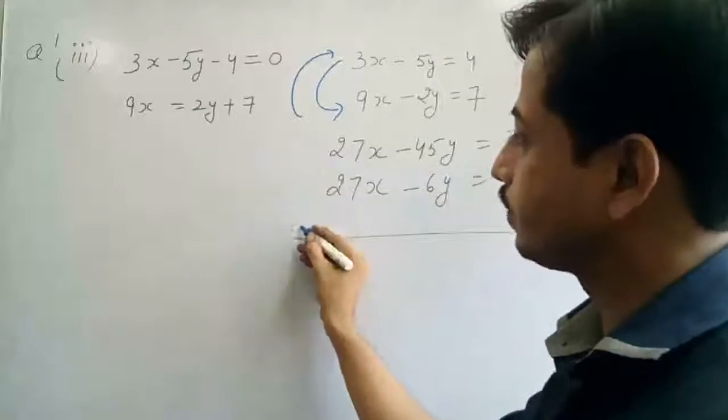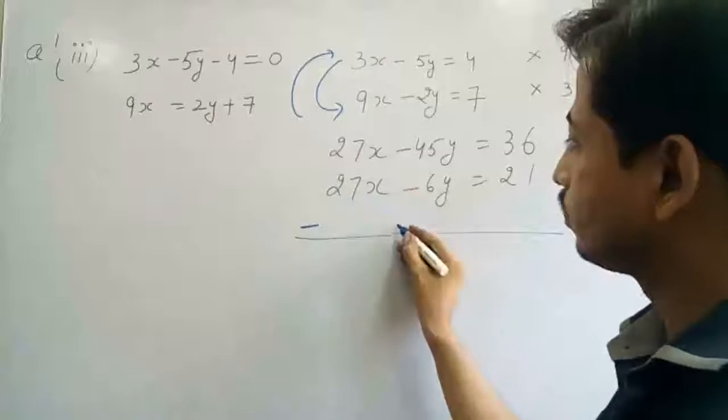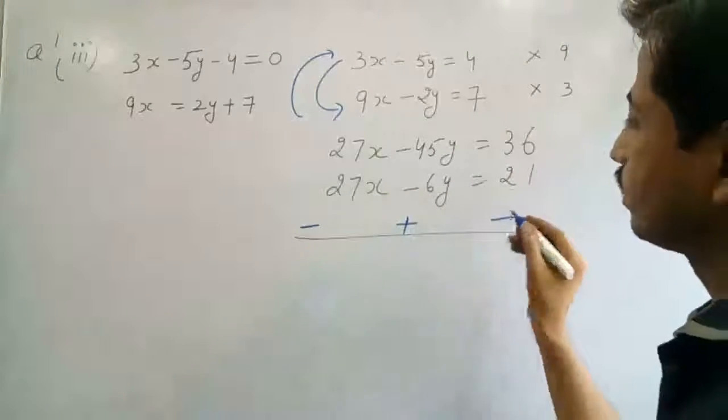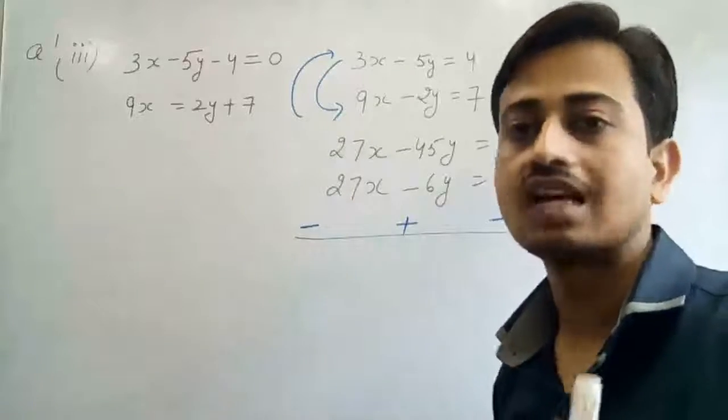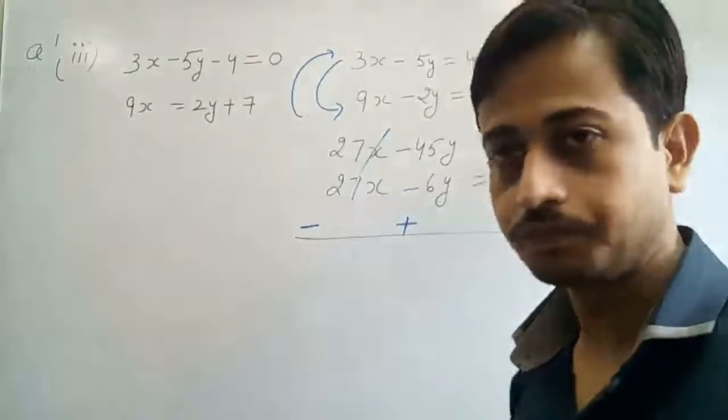This is plus 20, make it negative. This is negative, make it positive. This is positive, make it negative. Now 27x and 27x, the terms are same, signs are opposite, so these are cancelled out.